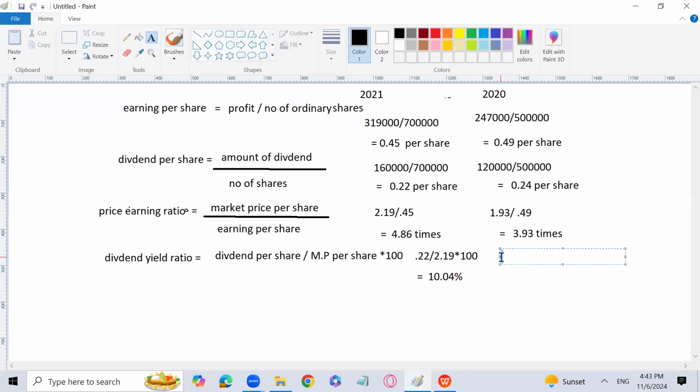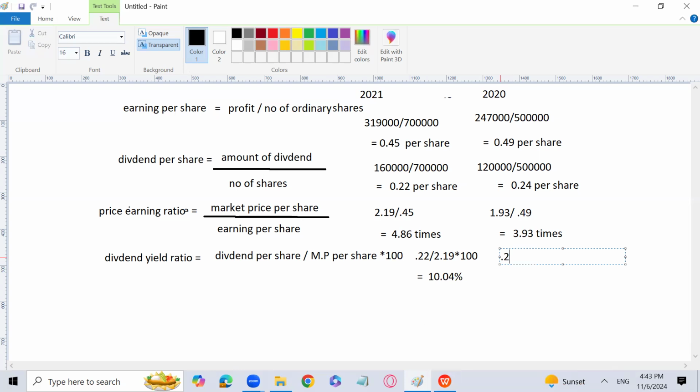Let's see the other one. For 2020, the dividend per share is 0.24, divided by market price per share 3.93, multiplied by 100. So what is the answer? Very easy, it's quite simple. If you have any question, you can ask me or message me. 0.24 divided by 3.93 into 100 is 6.1%. So it is clear that the dividend yield ratio has also increased.